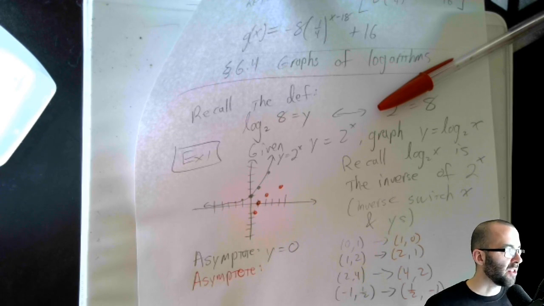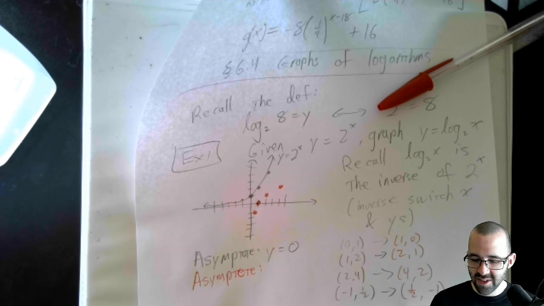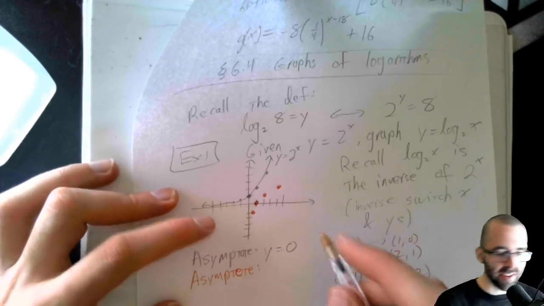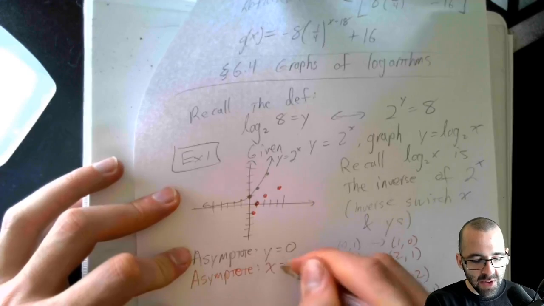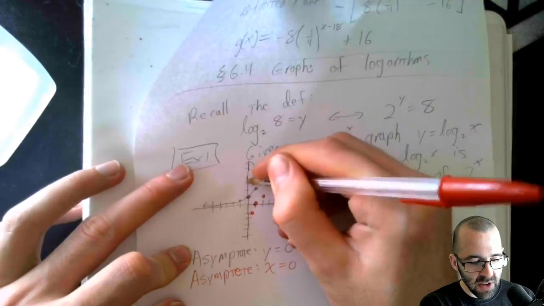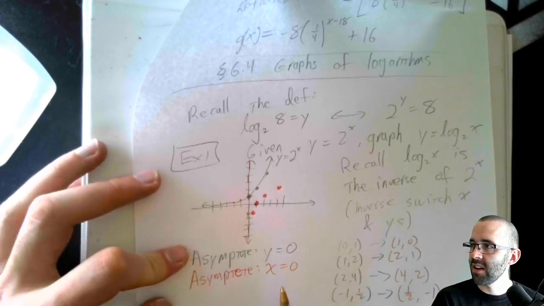The hint is that we are switching the x's and the y's for inverse functions. Yes, exactly. Very good. If the asymptote in the original function was y equals 0, for the inverse it's going to be x equals 0. That's this vertical line. This vertical line is our asymptote.